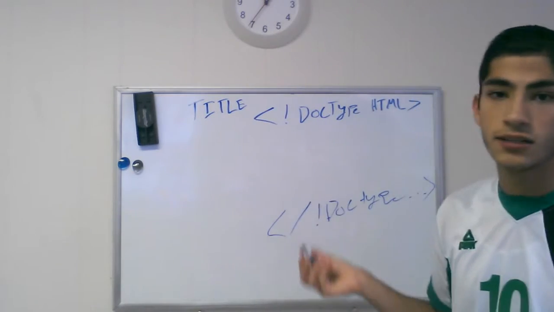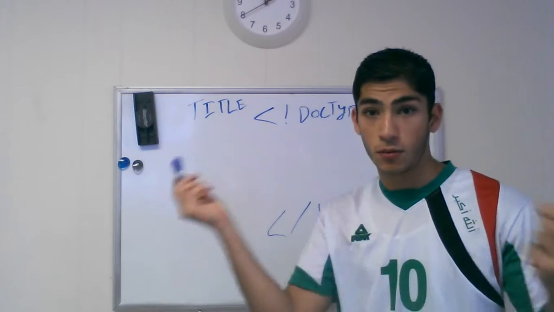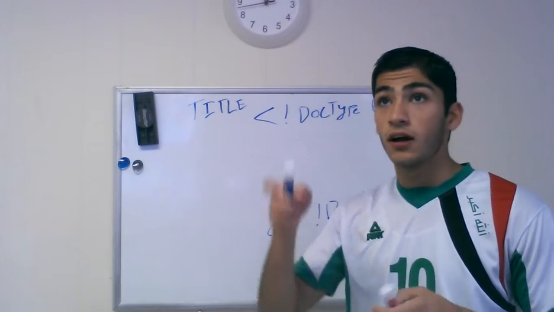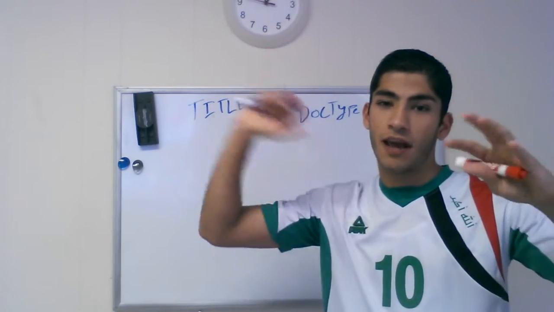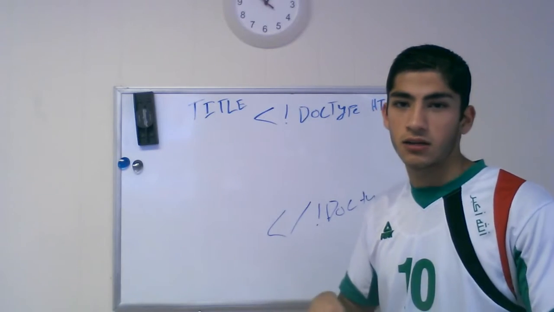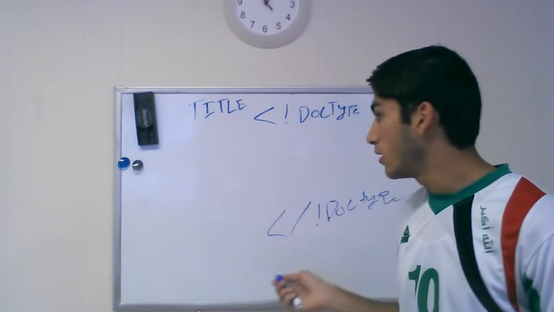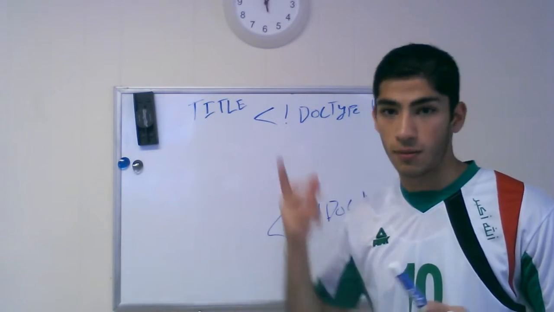So what title does, if you open up your browser, for instance, you go to Google, where the tab is, it's going to say Google and it's going to have an image next to it. I'm not going to teach you how to put in the image yet because that's going to be CSS and stuff like that. But I'm going to teach you how to write out a word or whatever up there.